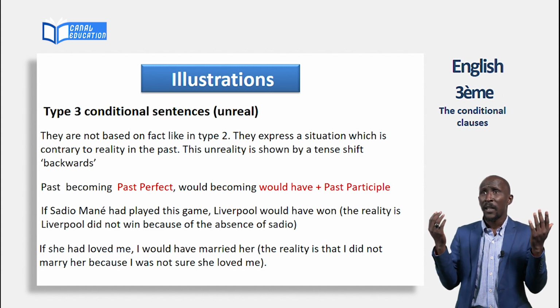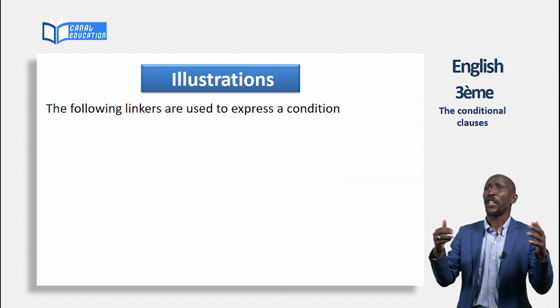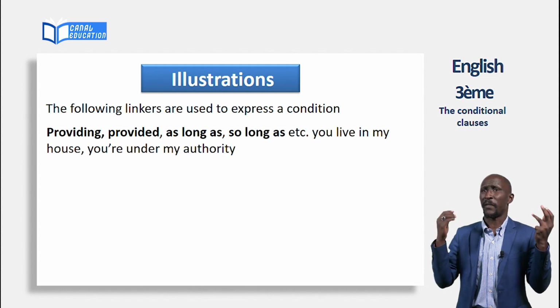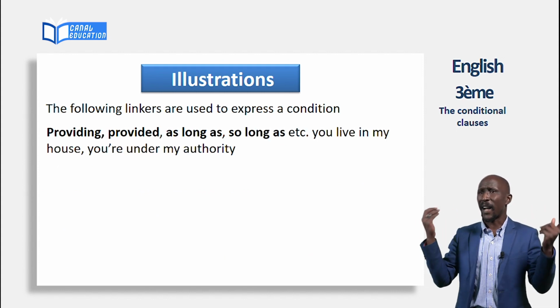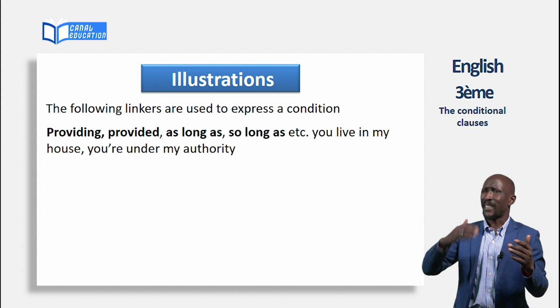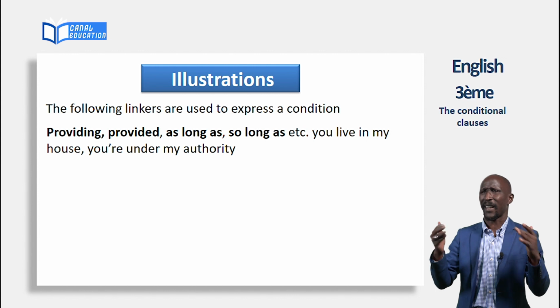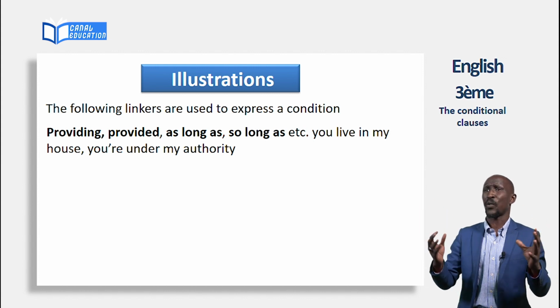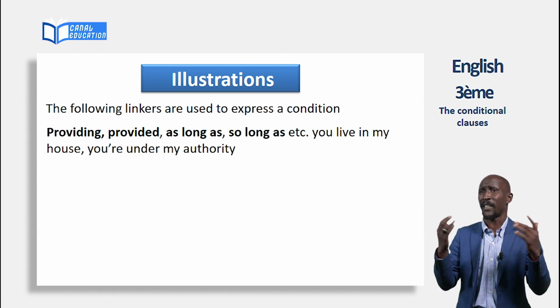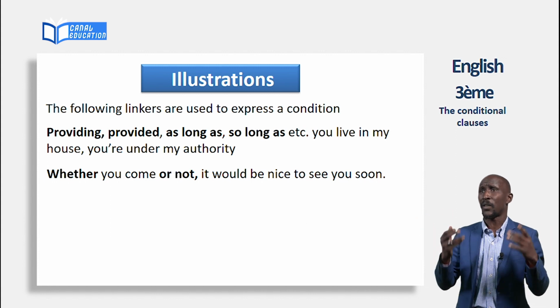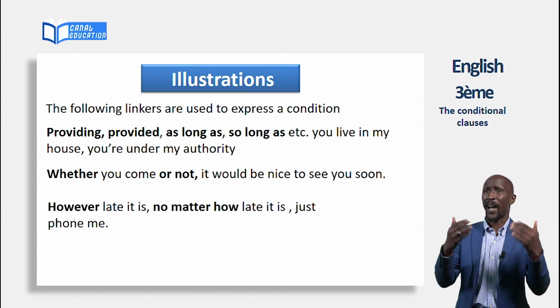You see? So the following linkers are used to express a condition: providing, provided, as long as, so long as. Plus now you can add if, you can add unless, you can add whenever, etc. There is a long list. That's why right at the beginning I told you that this lesson cannot be called the if clauses. It is called the conditional clauses. Now I give you other examples.